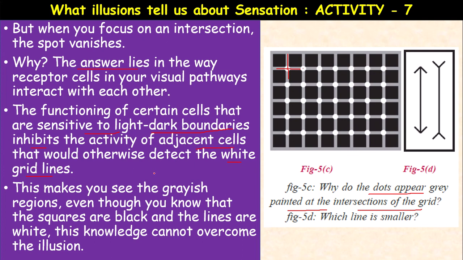That's why we are unable to see the dots, an illusion is created that the dots disappear. This makes you see the grayish regions even though you know that the squares are black and the lines are white. Even though the squares are black and the lines are white, it appears to be gray. You know that the squares are black and the lines are white. This knowledge cannot overcome the illusion.